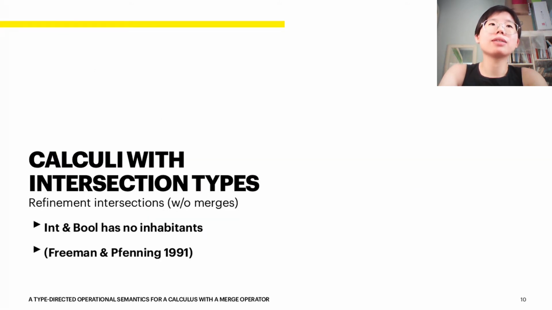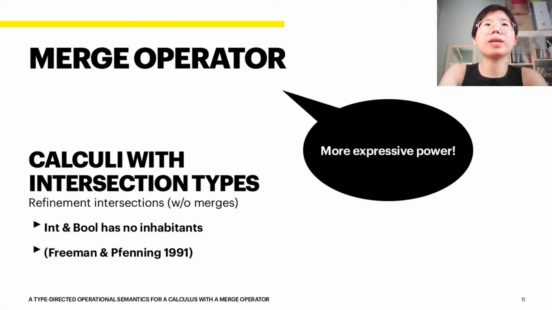Much work on intersection types has focused on refinement intersections, which only increase the expressive power of types. In those systems, the disjoint intersection type int and bool is invalid since they are not a refinement of each other. With the merge operator, we can construct values that inhabit int and bool and therefore gain more expressiveness at the term level.